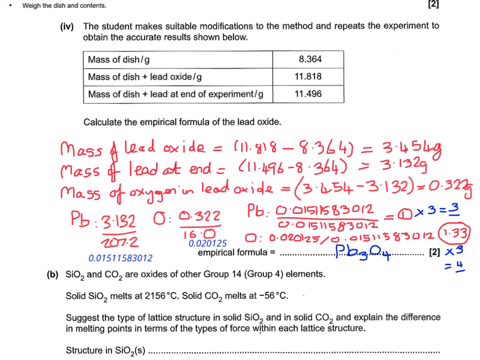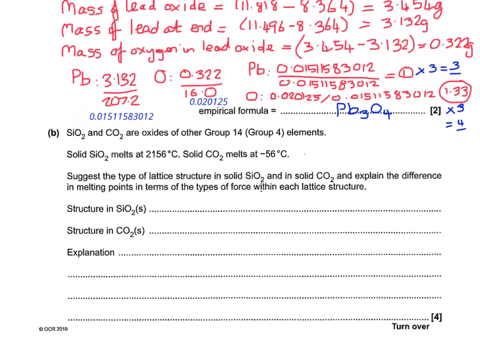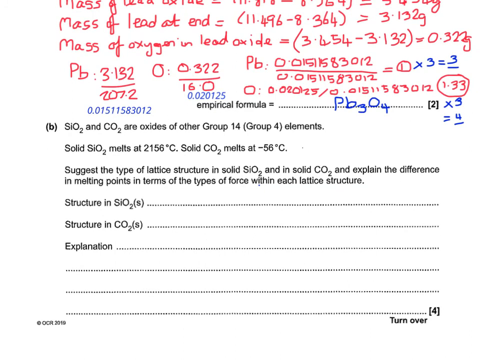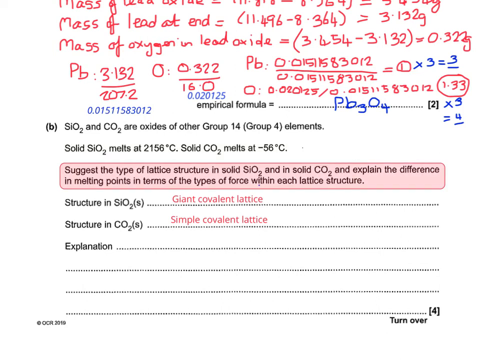Okay, so now we need to move the page down, and this particular question is simply some recall of simple structure and bonding from your first year. So it says, suggest the type of lattice structure in each of the 2 substances, and it gives you the data to enable you to work that out. So first thing to do is to put down the 2 structures in terms of the lattice that's formed. Now we can put down a justification for each, explaining the difference in the melting points. And it asks you to use the types of force within each lattice structure.